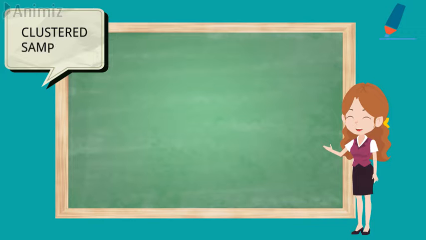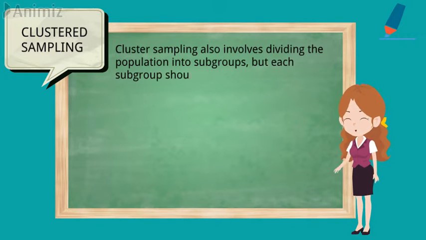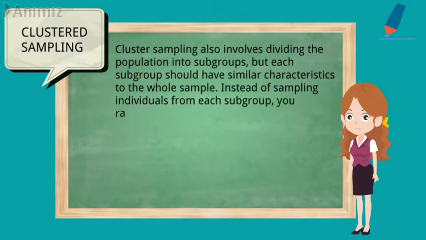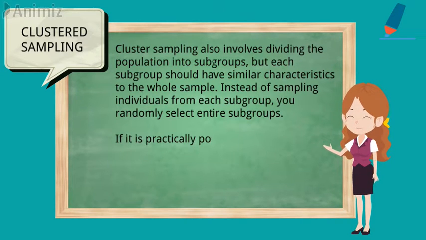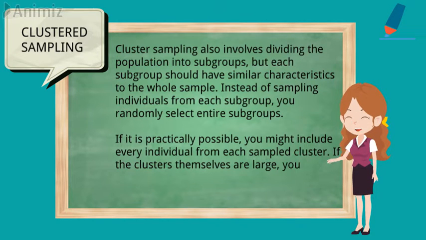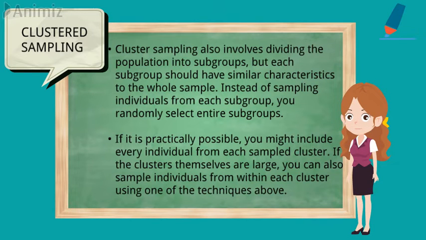Cluster sampling. Cluster sampling also involves dividing the population into subgroups, but each subgroup should have similar characteristics to the whole sample. Instead of sampling individuals from each subgroup, you randomly select entire subgroups. If it is practically possible, we might include every individual from each sampled cluster.